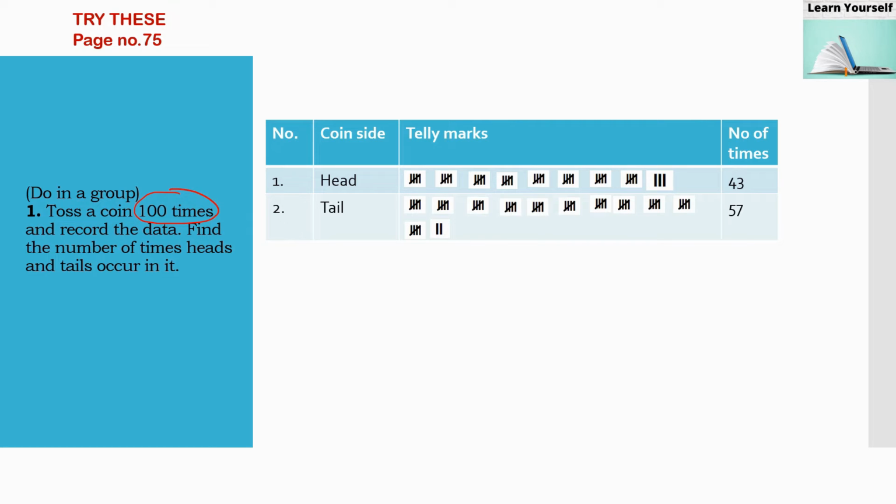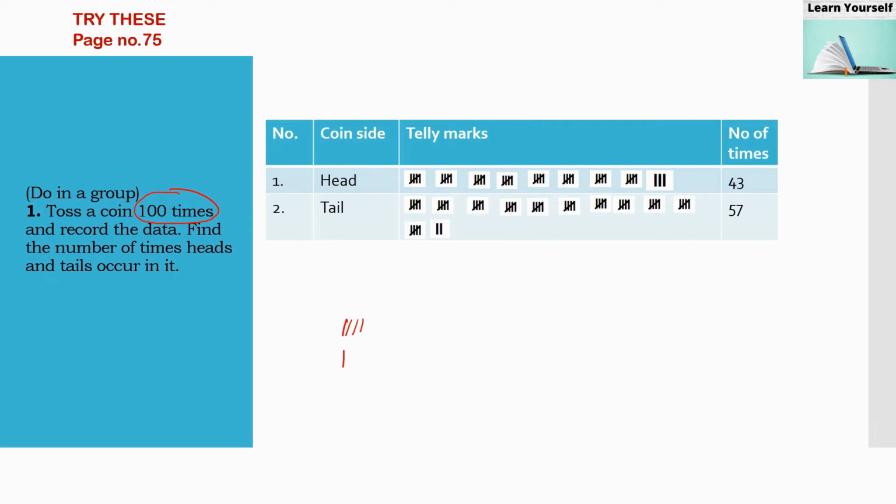So here I have made a table. In that I have noted down the head and, second, tail. As I am tossing the coin, whatever observation I get, I note it down here. In the first try I got head, so I have marked it here. Second, I got tail, so I have marked it like this. As and when I get a head, I mark it like this, and when it is the fifth one, like this.